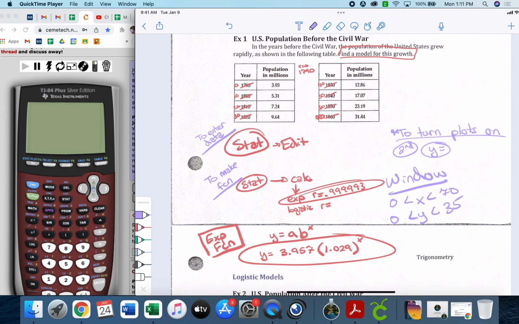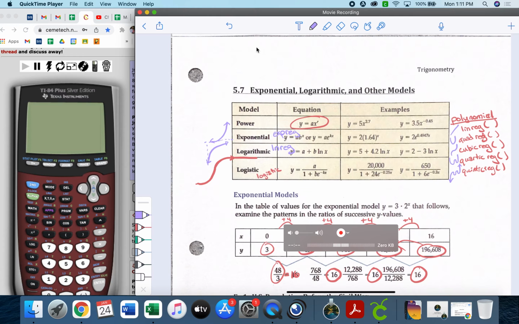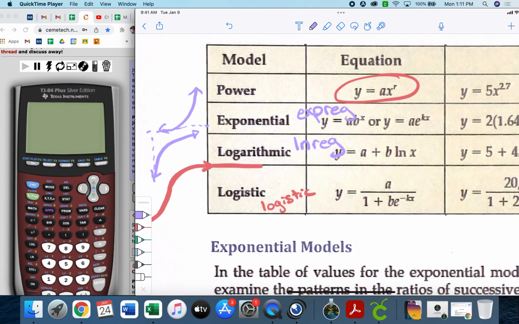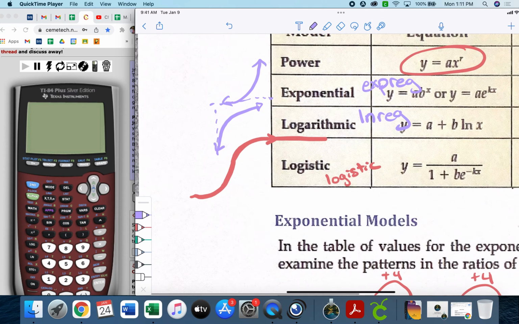Hello, Kiera. This is the second half of 5-7, the things that we went through on Friday, because it's been a long weekend. We talk about each one of these models: power, exponential, logarithmic, and logistic. The difference between exponential and logistic.